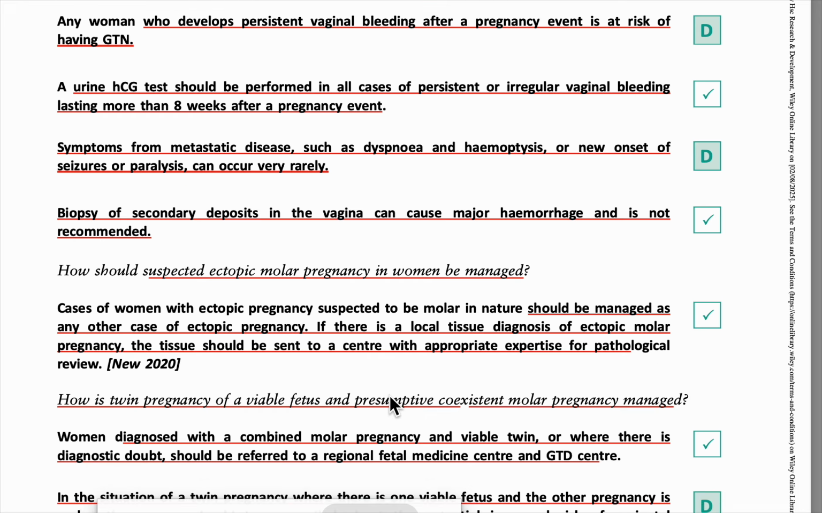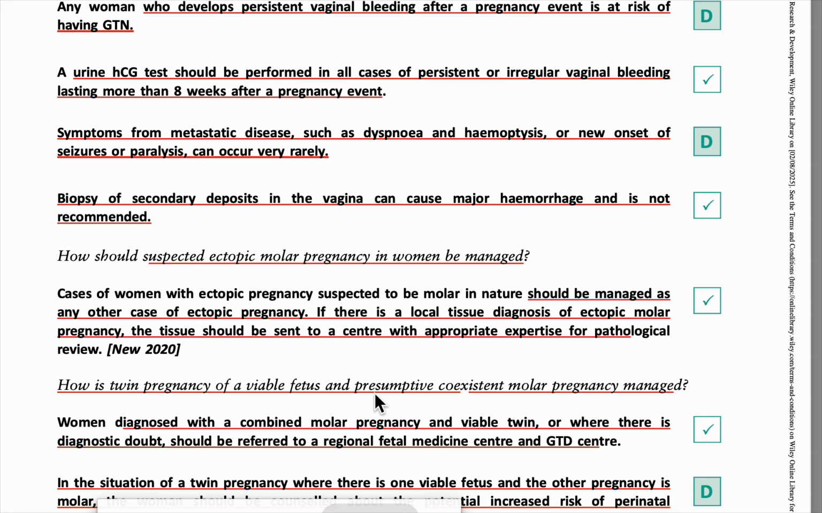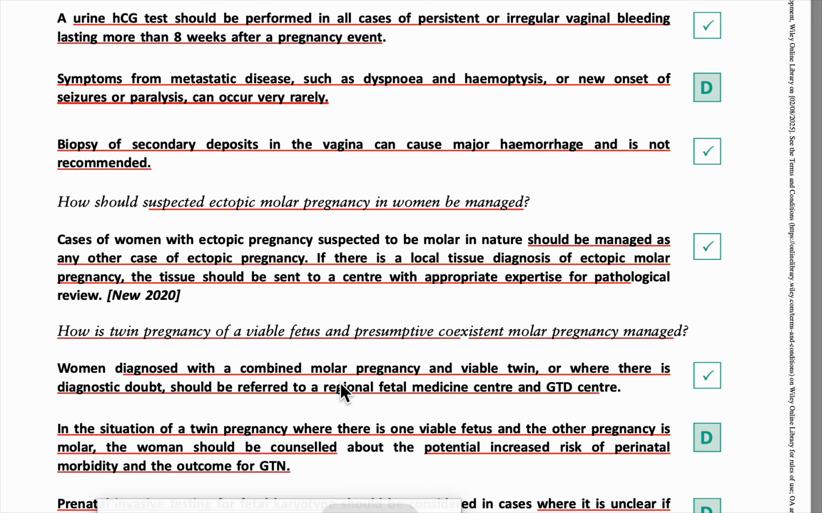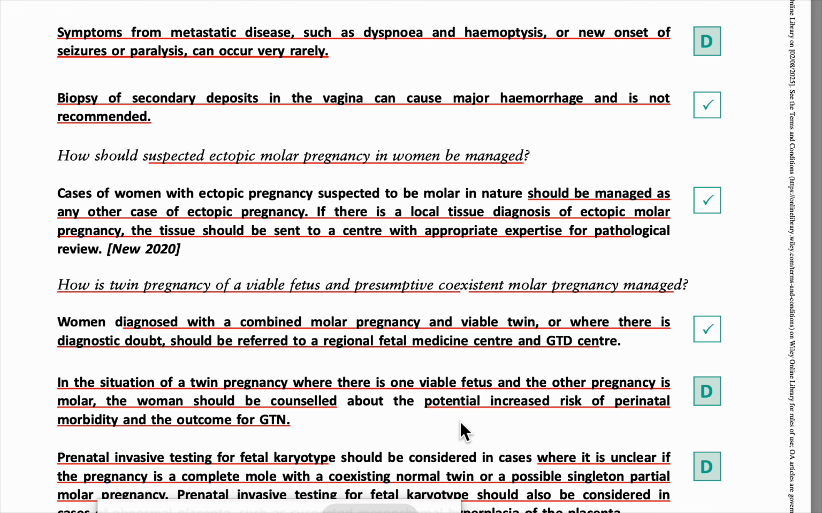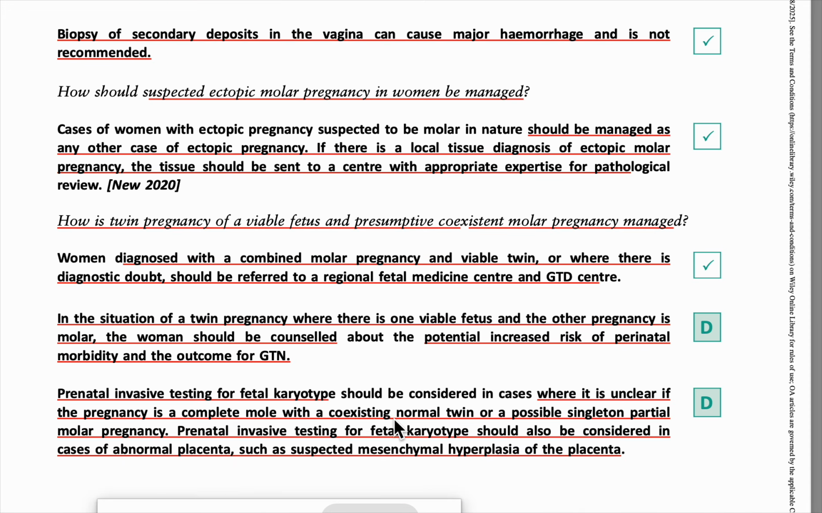Another question: if we have a viable pregnancy and she has a coexistent molar pregnancy, how are we going to manage it? If there is a diagnosis of a viable twin, meaning one normal and one molar, the same applies: we have to refer her to the GTN center. They are the ones who will manage it. They will counsel about the risk of perinatal morbidity and the outcome.